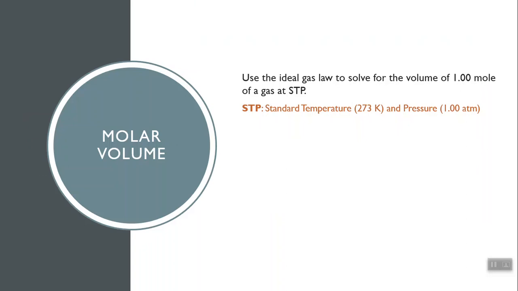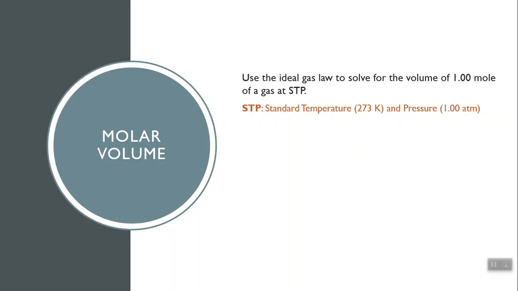And what I want you to do first is use the ideal gas law to solve for the volume of 1 mole of a gas at STP. STP stands for standard temperature and standard pressure. So remember from our previous video, standard temperature is 273 Kelvin. Standard pressure is 1 atmosphere. These are the values that you want to use for temperature and pressure for this particular problem.